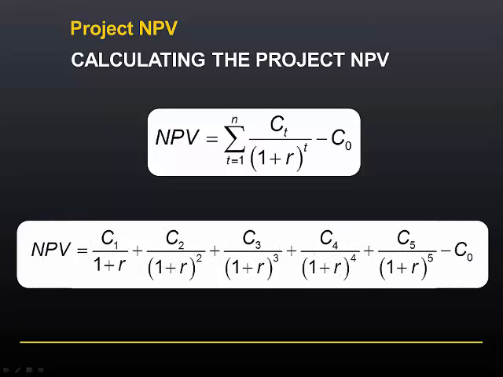In the case of Project Alpha, the cash flows take place over the next 5 years. So this is the specific formula for the net present value of a 5-year project.